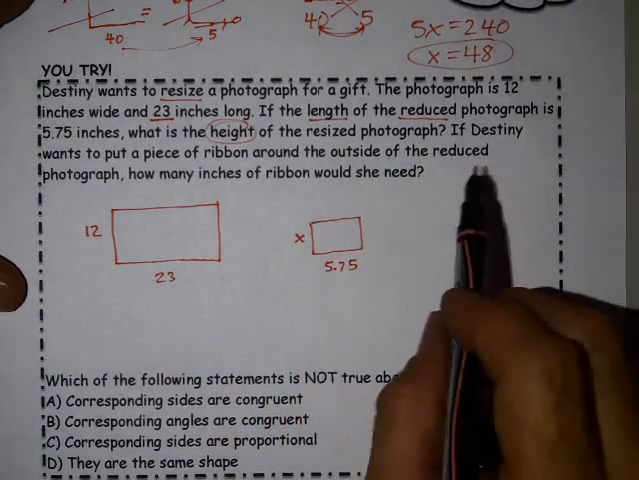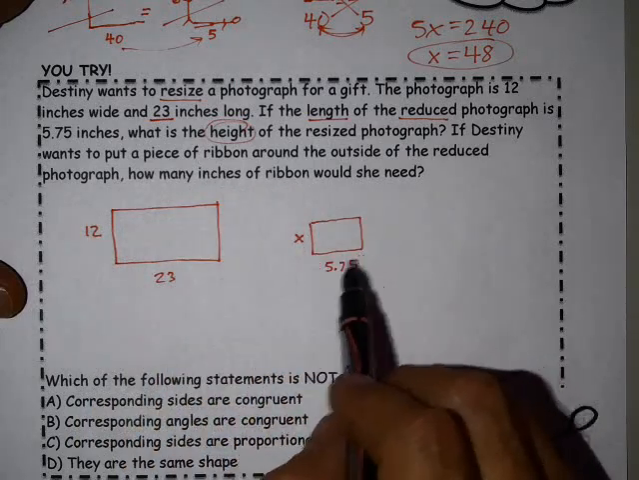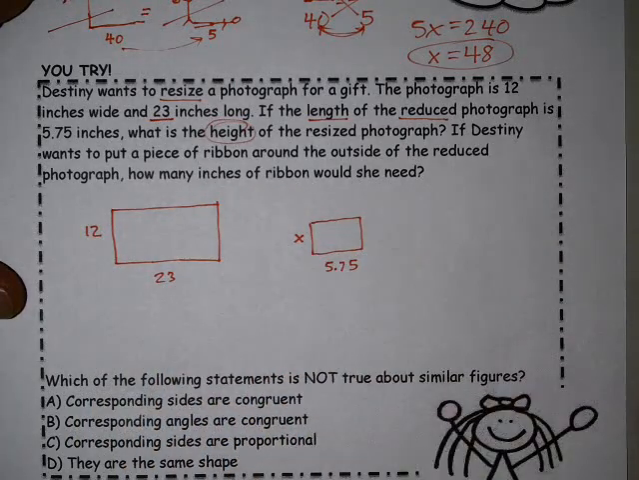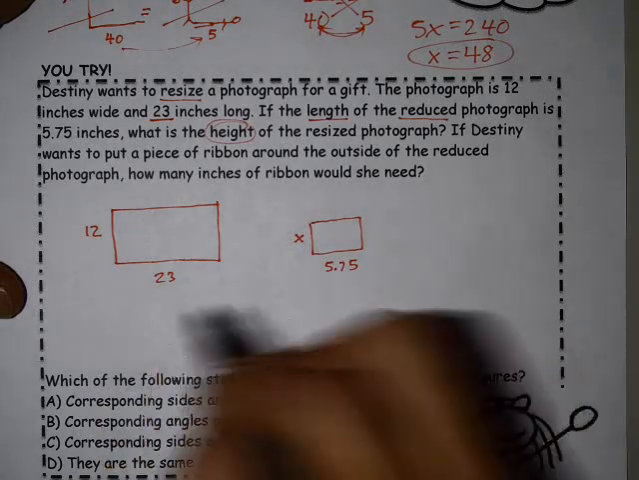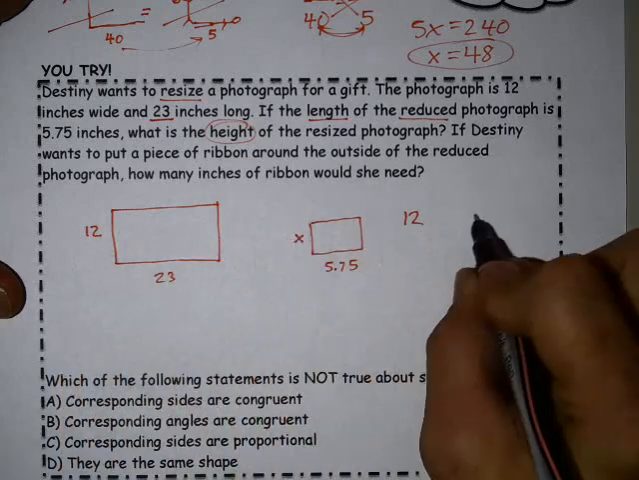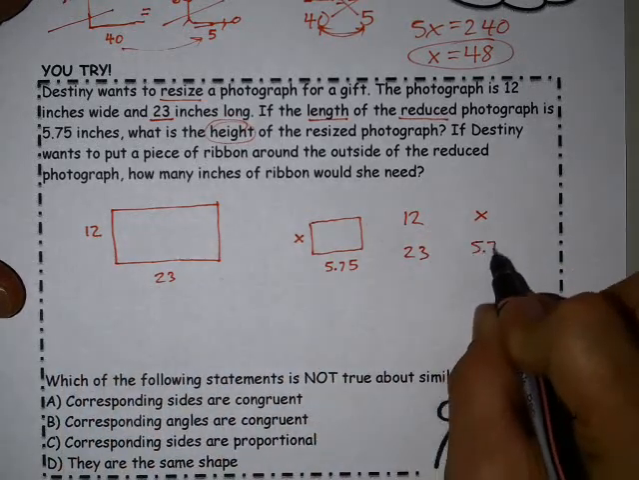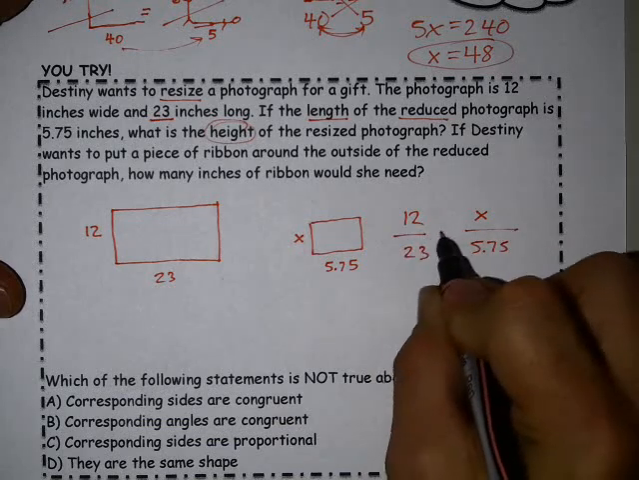Now, at the very end, it says if Destiny wants to put a piece of ribbon around the outside of the reduced photograph, how many inches? Okay, so we're going to have some extra work at the end there. So, we're going to set up our corresponding sides. The 12 is across from the X. The 23 is across from the 5.75.